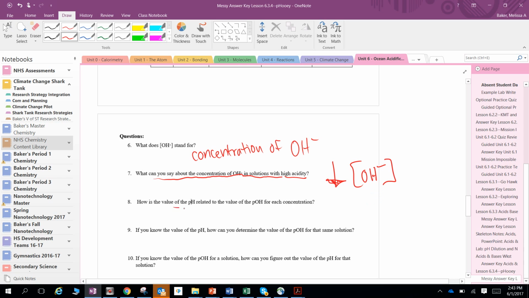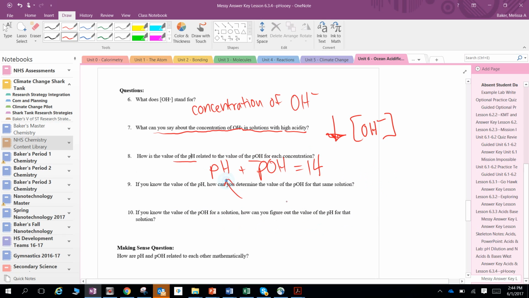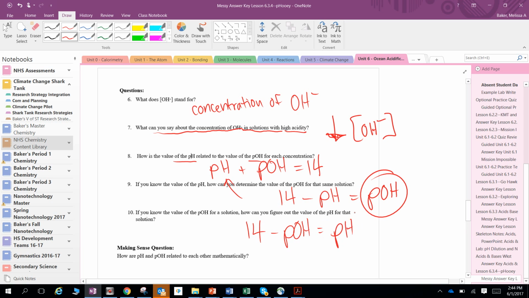How is the value of pH related to pOH? We talked about this. pH plus pOH is 14. So if you know the value of the pH, you can determine the value for pOH by subtracting the pH from the 14, and then you'll know your pOH. If you know the value of the pOH, how can you figure out the value of pH? Very similarly, just subtract from 14.